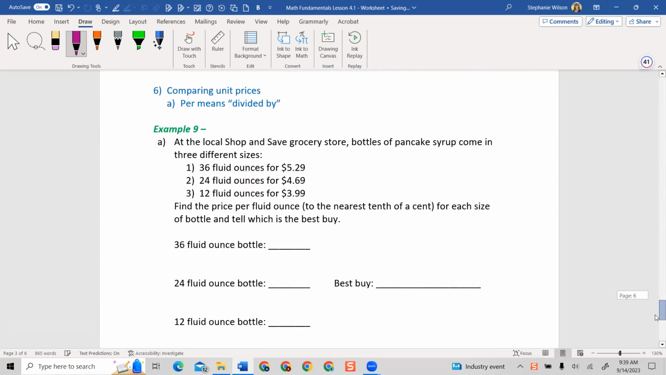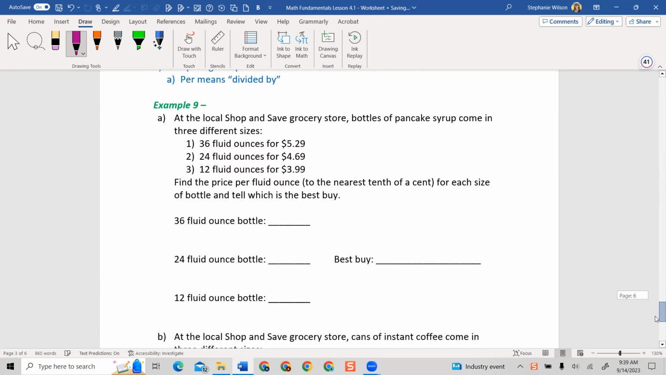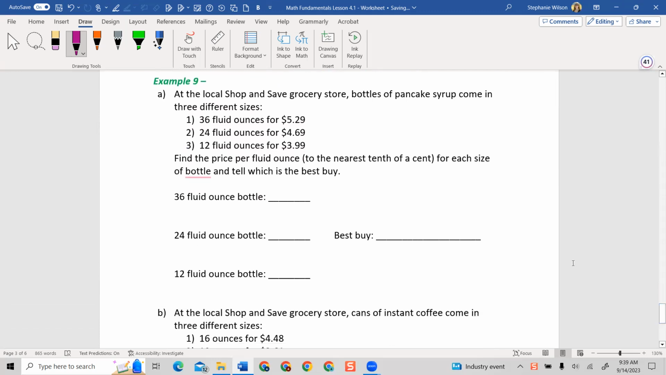All right, next we're going to do a comparing. Example 9 says you go to a local shop and Save's grocery store. Bottles of pancake syrup come in 3 different sizes. So we have this first one here, 36 fluid ounces for $5.29. I'm going to say, okay, we want to know how much it costs us per fluid ounce, right? So we're doing a comparing. We're trying to see which one of these is my best option.